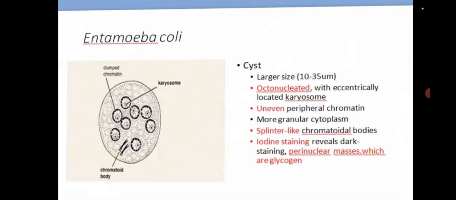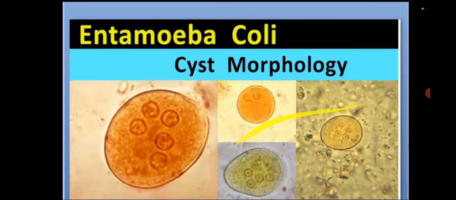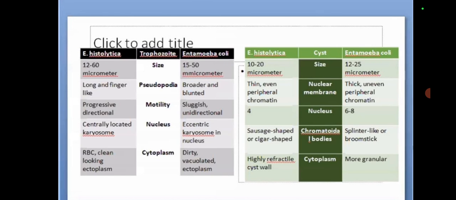Entamoeba coli cyst: larger size, 10 to 35 µm, octonucleated with an eccentrically located karyosome, uneven peripheral chromatin, granular cytoplasm, splinter-like chromatoidal bodies. Iodine staining reveals dark-staining perinuclear masses, which are glycogen. The cyst of Entamoeba coli is 10 to 35 µm and octonucleated, as I said before.